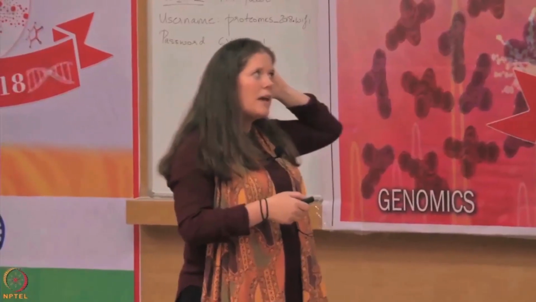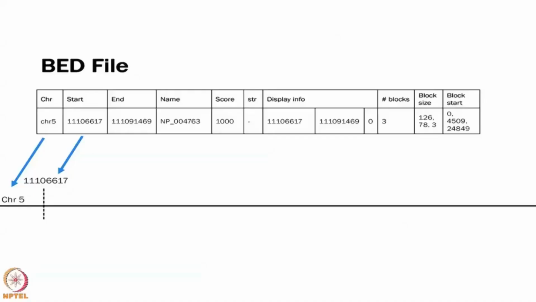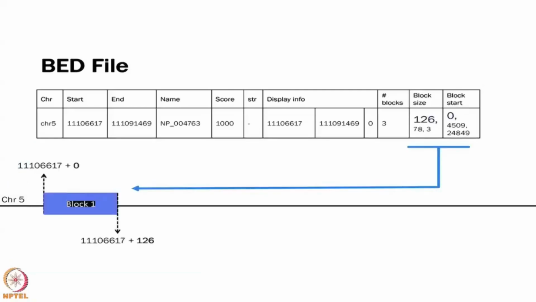So for example, here we have one row from a bed file. We have chromosome 5. We know that this gene starts at this coordinate. And then we have block size and block start. So these are the exons. So we know that the exon is 126 base pairs long, and this is where it ends. So the block start is this plus 0. And then the block end is the start of the gene plus the block size, plus 126.